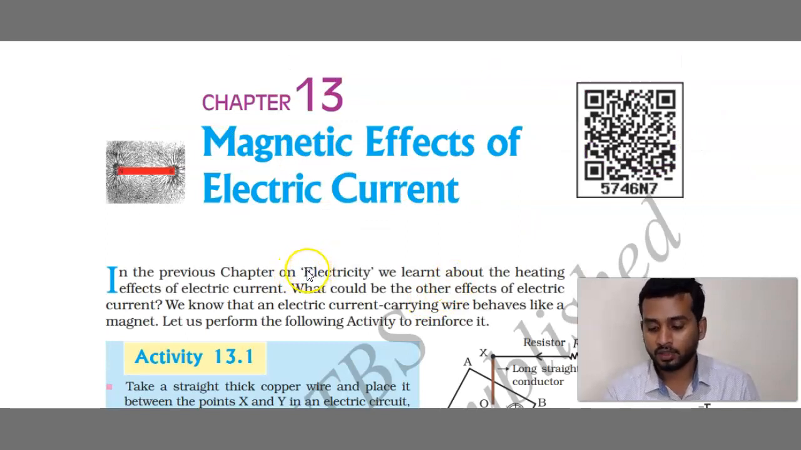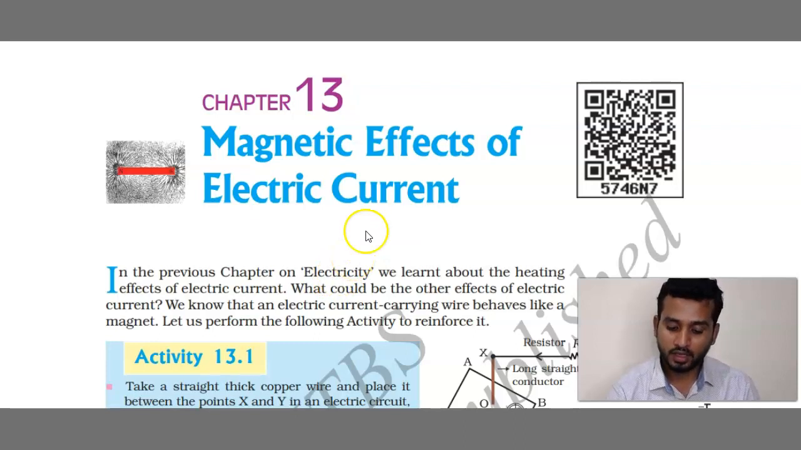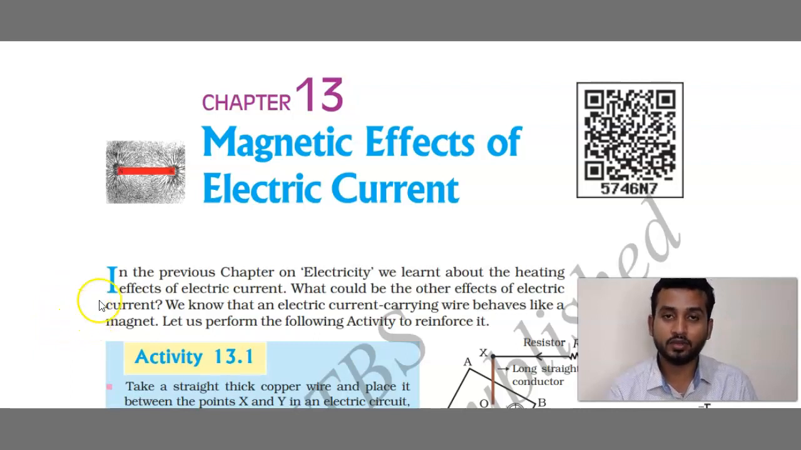This is chapter number 13, that is magnetic effect of electric current. Shall we start the chapter? Yes. In the previous chapter on electricity, do you think we want to start from here? No. What we have to see in the beginning before we start the chapter is the summary of this chapter. Let me go for the summary and then we come back to the chapter. Let me see what contents are present in this chapter.